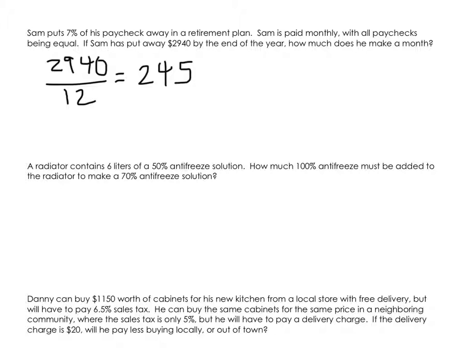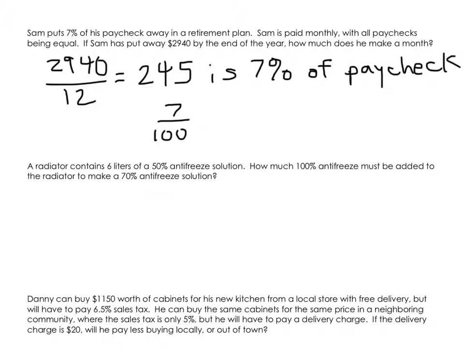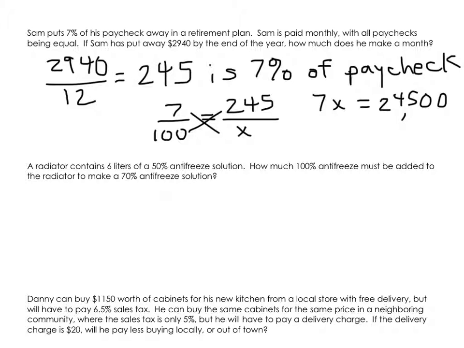And that number is 7% of his paycheck. We want to know what his paycheck is. So 7 over 100 equals 245 over his paycheck. Let's cross multiply. 7x equals 245, 0, 0. So 24,500.